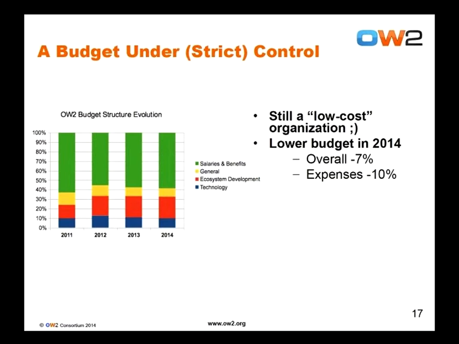From the finance point of view, OW2 is still a low-cost organization. Our budget is only a fraction of those big organizations to which we can be compared. In 2014, our overall budget decreased by 7%, and we made a very serious effort to control our expenses. I think for the latest budget forecast for 2014, we will be in a window of minus 10% in terms of expenses. Hopefully in 2014, we'll be able to resume the growth of our expenses.